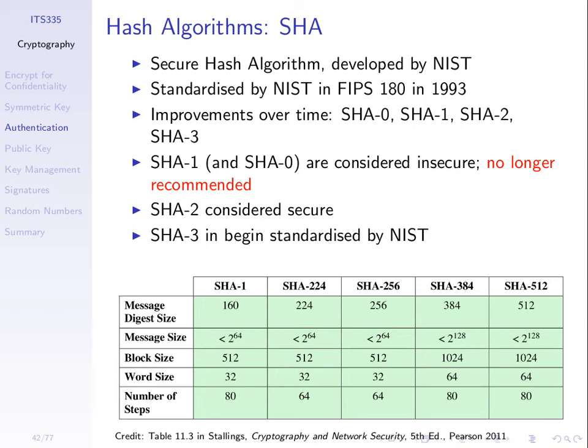They produce different output lengths. You can choose the output length. MD5 was 128 bits. The basic output length of SHA was 160 bits, but you can choose 224, 256, and up to 512 bits as output. The longer the output, the less chance of collisions. That's just some details about SHA.